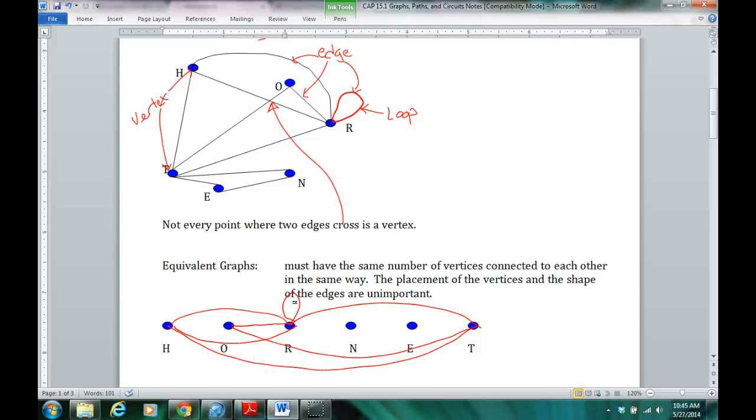Okay. How about N? Yep, just T and E. So I can have one going to T and one going directly to E. How about E? Just T. We already got one going to N, right? And then we already have T taken care of by all the other ones. Cool. So this particular graph is equivalent to this one. Oh, weird. It looks totally different. But, and it's not even the same size. Okay? But what makes it equivalent are the connections, and the vertices are the same. Okay?